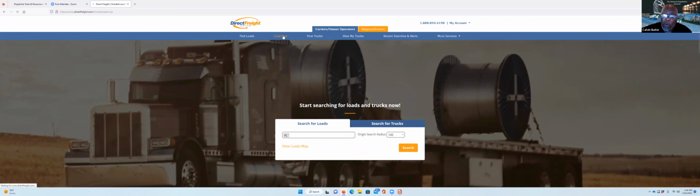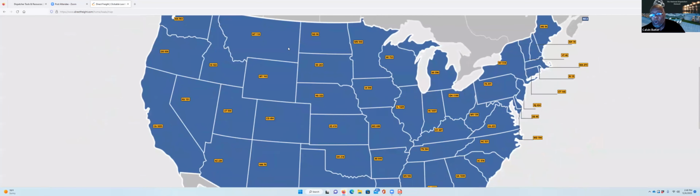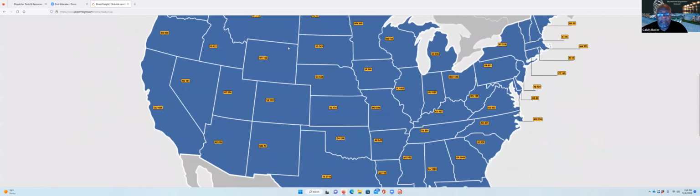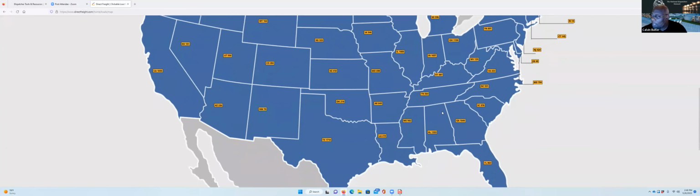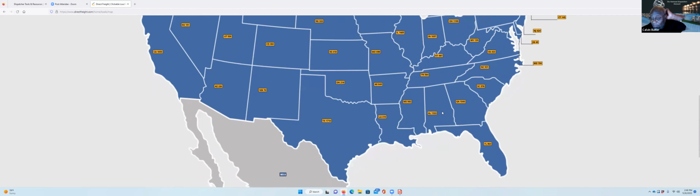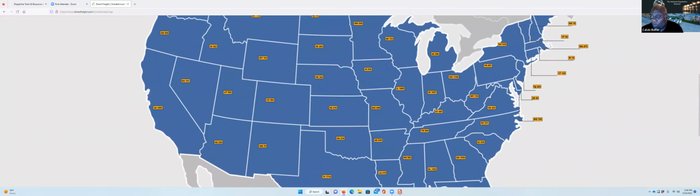So come to the load board, go over your load map. Okay. You pull up your load map and basically what you're doing is you're canvassing to see where all the loads are. Now, if you notice, today is what, Tuesday? And it's about 2:40 p.m. So you still got a lot of loads in the south, southeast. Okay. Southeast is always going to have a lot of loads.